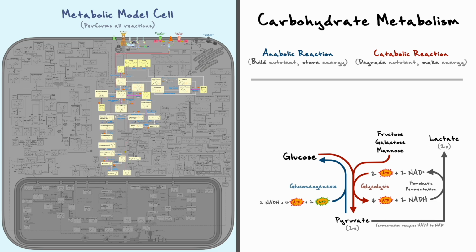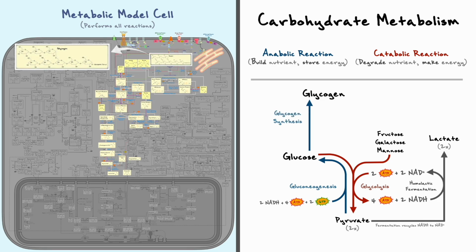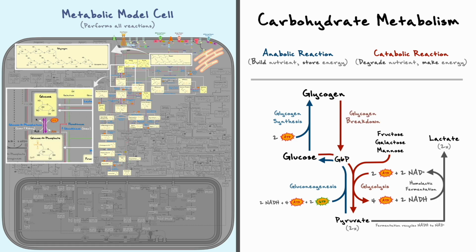Now, if the cell doesn't need to use glucose right now, it can store it in a long chain of glucose residues called glycogen via the anabolic process of glycogen synthesis. This process costs 2 ATP to add 1 unit of glucose to glycogen. If the cell wants to get a glucose residue back from glycogen, it can break down 1 unit via glycogen breakdown to obtain 1 molecule of glucose 6-phosphate, or simply G6P, which, as you can see in the map, ties back directly to glucose.